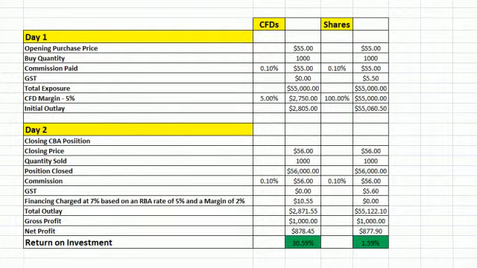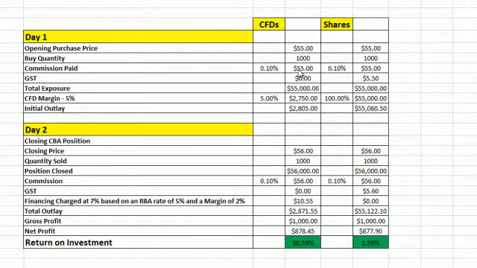In this case, we're going to trade CBA, and you'll see on the left-hand side the CFD position and the right-hand side the shares. So, opening purchase price for CBA is going to be $55 for both the share and the CFD trader, and both of them buying 1,000 units. Commission paid, in both instances I'm using a base rate of 0.1%, just to show that even if the commission is the same, it's still more beneficial to trade CFDs.